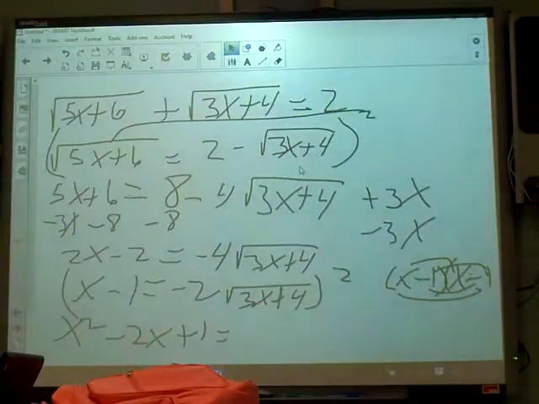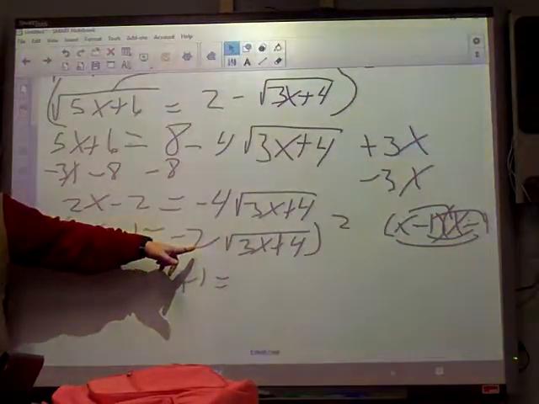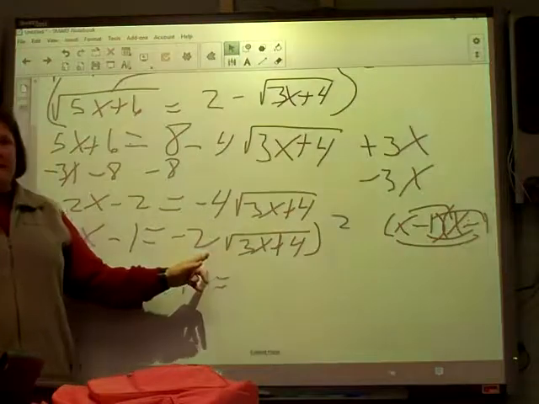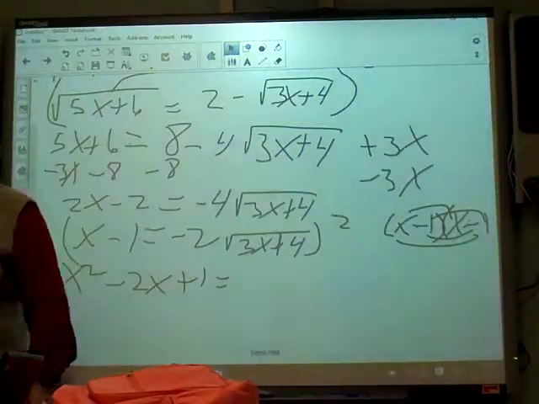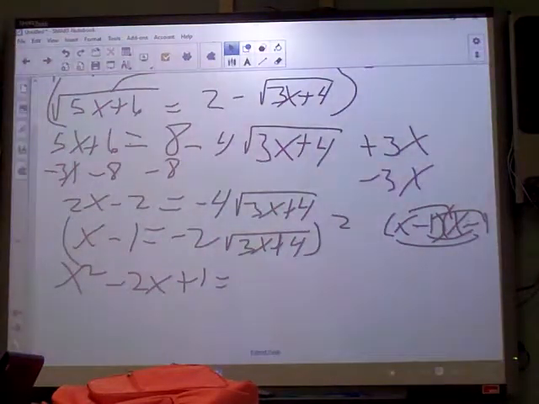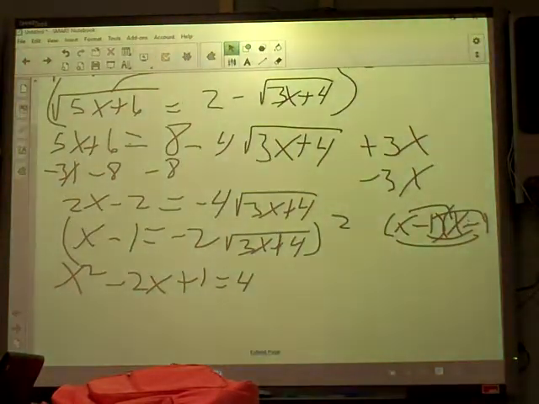Okay. Now, on the right side, when we square it, first thing we're going to square is that negative 2. This is not a binomial. There's no plus or minus sign between the negative 2 and the radical, so we can just square it. So square that negative 2. That'll get you a 4. Negative 2 times negative 2. And then square the radical, and it goes away.